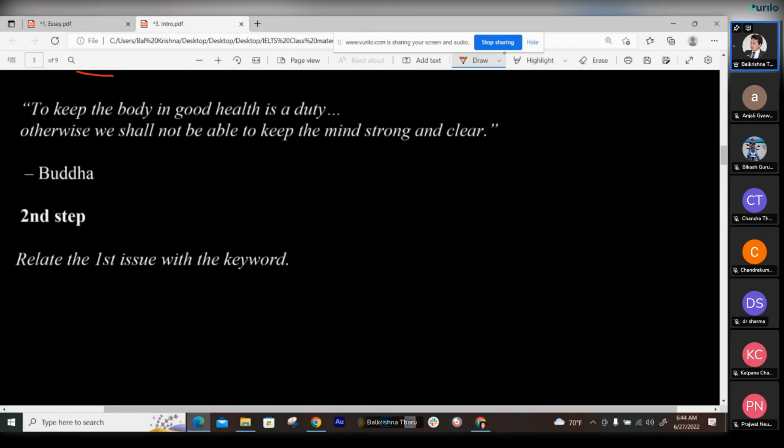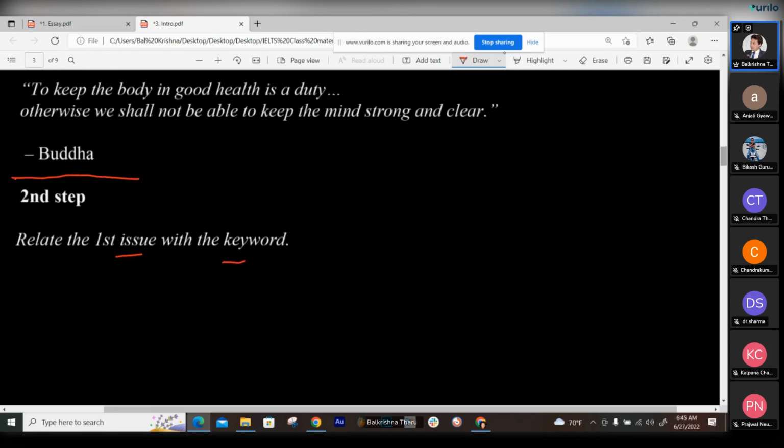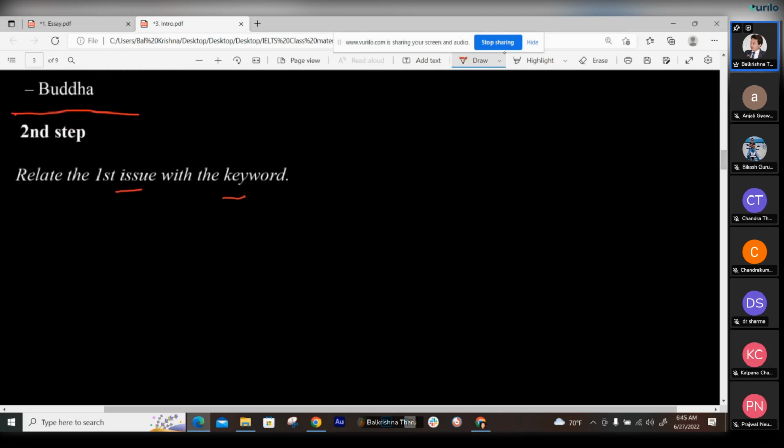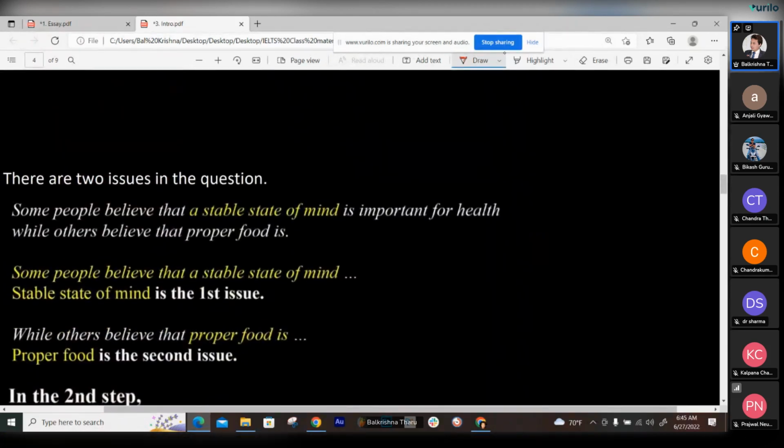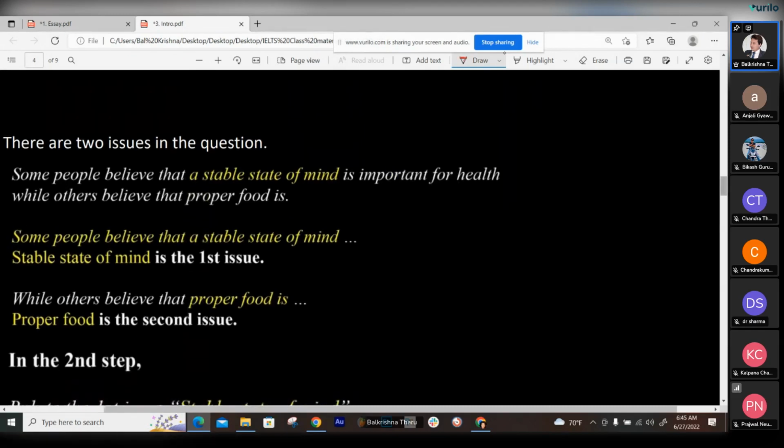Now, step two, we're done with step one. Step two is relate the first issue with the keyword. What is this first issue? Okay, keyword, it's health. What's the first issue? Let's understand the issues here. There are two issues in the question.